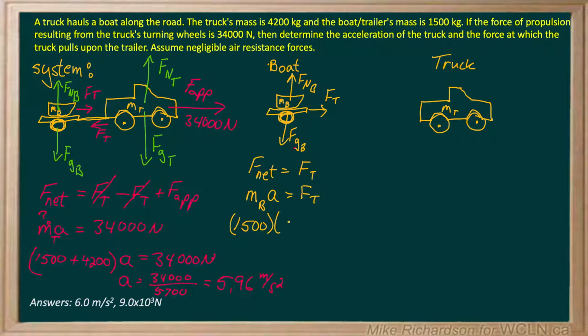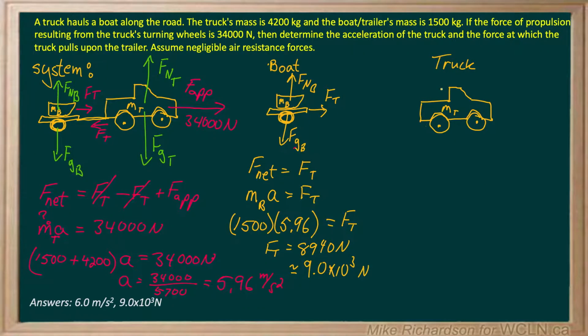The mass of the boat is 1,500 kilograms. My acceleration we've already determined. Now I'm not going to take my rounded answer of 6.0. I'm going to leave a few sig figs here so I don't get any rounding errors. 5.96, and that will give me my tension force. And when I do that, I get a tension force of 8,940 newtons acting on the boat. Now when I round that off to 2 sig figs, I get 9.0 times 10 to the 3 newtons.